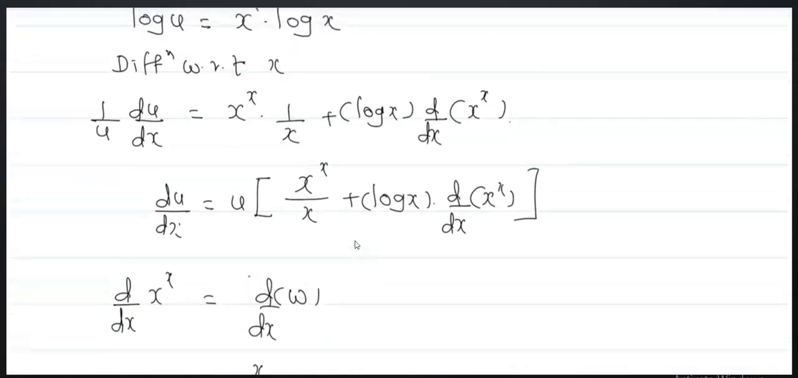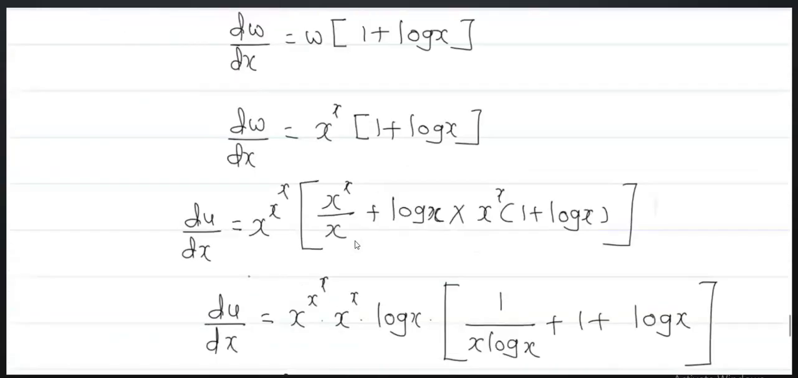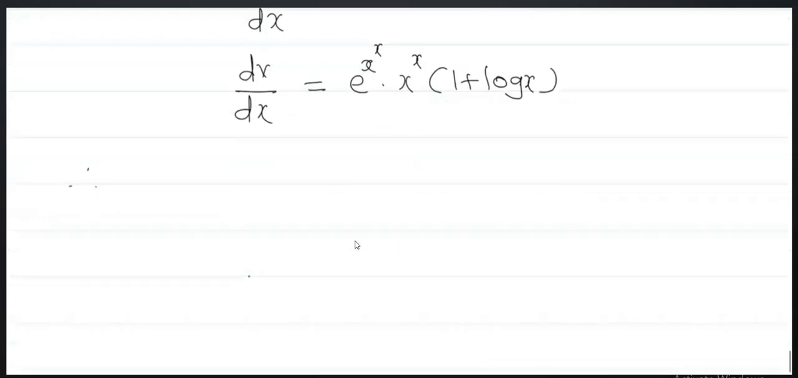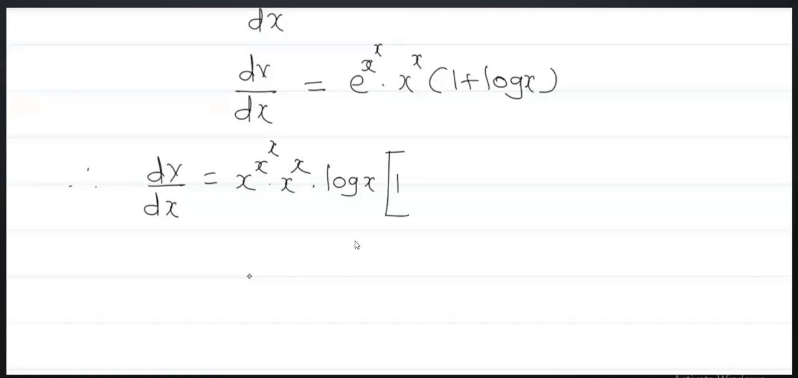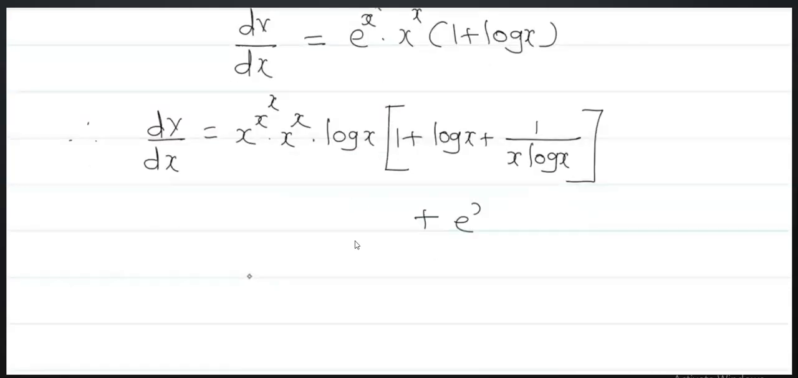I will show this answer. Number of the times x are there. Therefore dy by dx is equal to x raised to x into x raised to x into log of x in bracket 1 plus log x plus 1 upon x log x plus e raised to x into x raised to x in bracket 1 plus log x.